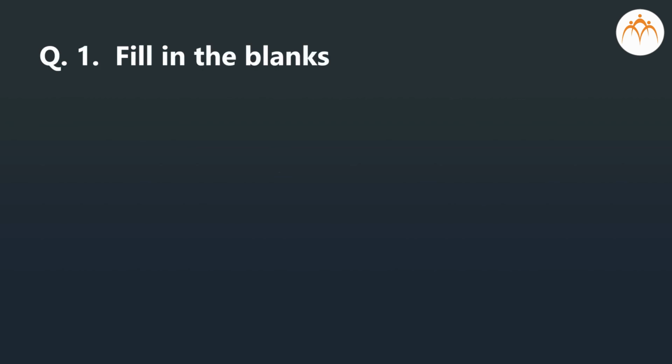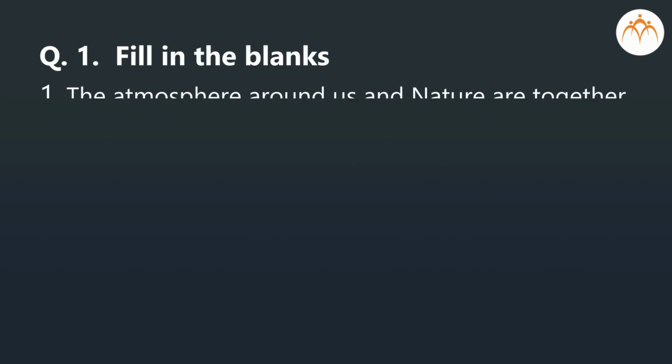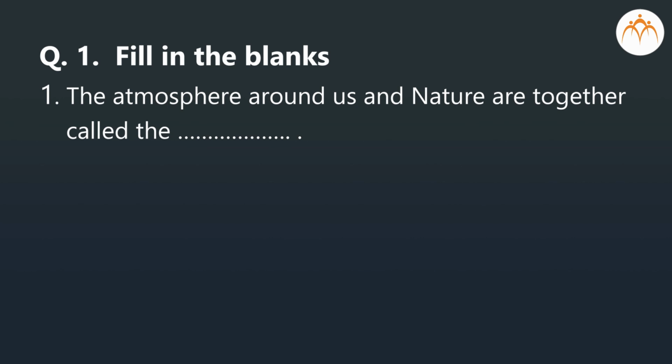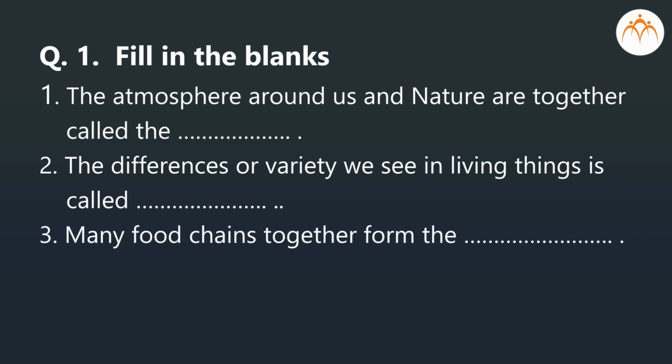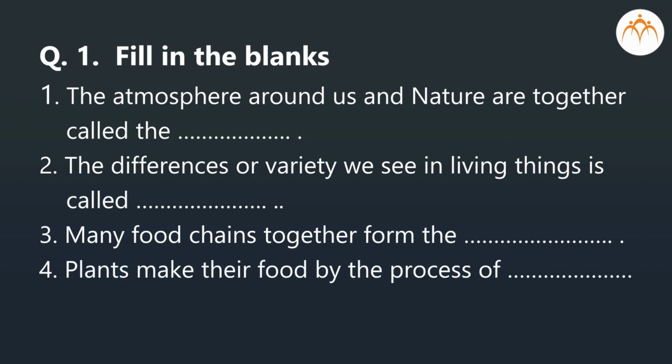Exercise. Fill in the blanks. The atmosphere around us and nature are together called the ___. The differences or variety we see in living things is called ___. Many food chains together form the ___. Plants make their food by the process of ___.